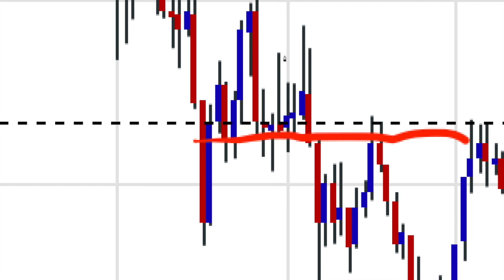Obviously, there's a lot of fluctuation going on. Fluctuation means just a lot of movement going up and down, up and down, up and down. But it stays within the range. So a perfect opportunity, like right over here.